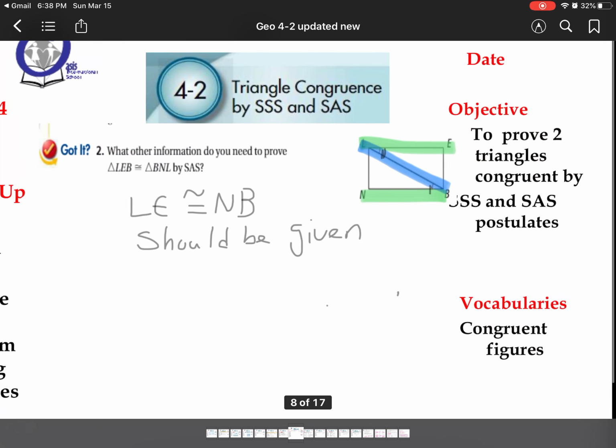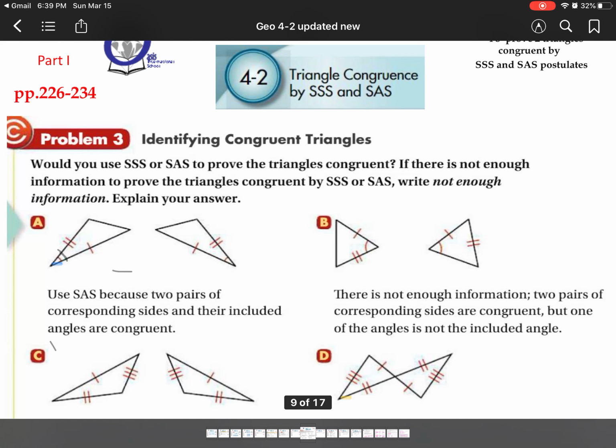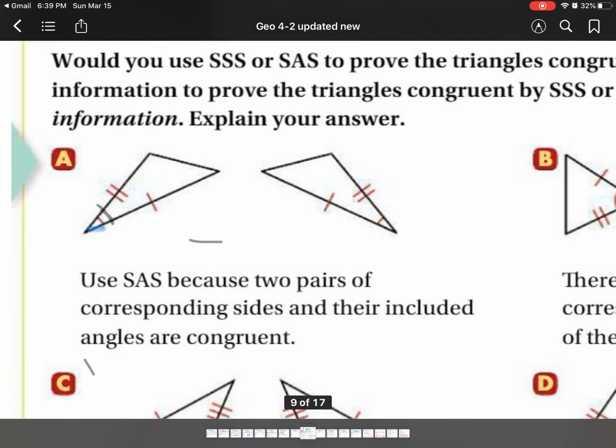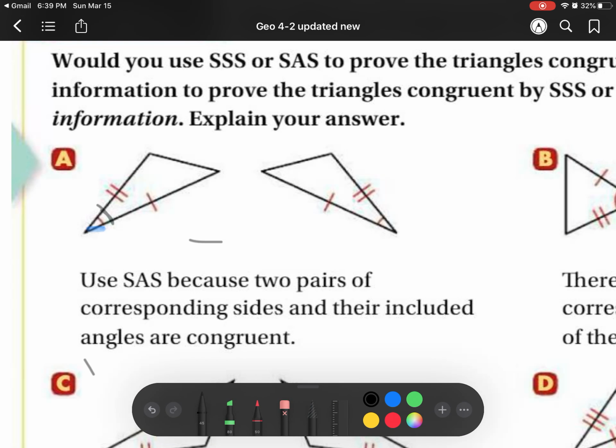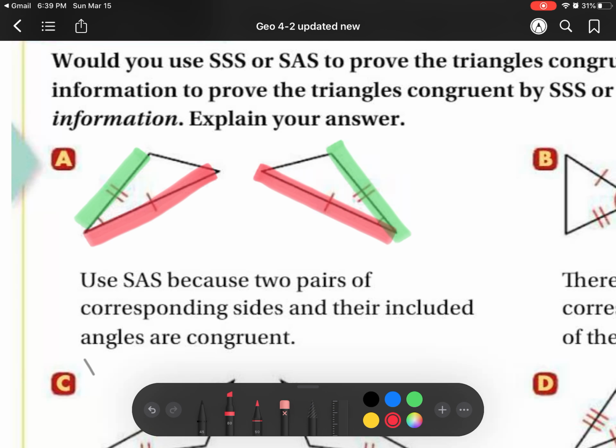Let's move to the problem number 3, to identify the congruent triangles. I will say, he said, would you use SSS or SAS to prove the triangles congruent? If there is not enough information to prove the triangles congruence, write not enough information, explain your answer. We'll solve the first one, and we will highlight the congruent side. This side is congruent with this side. This is the first side.